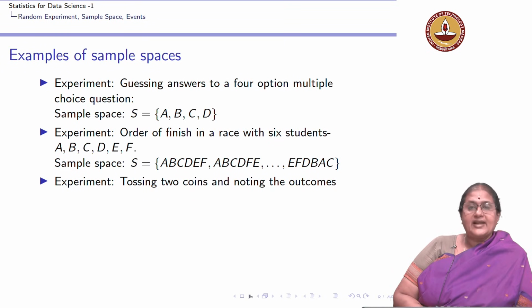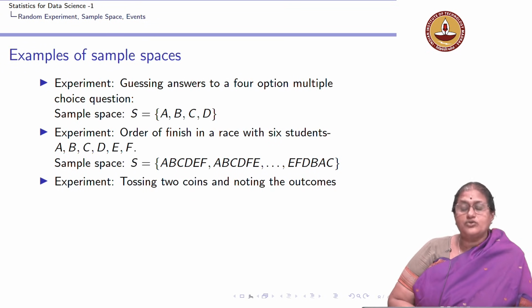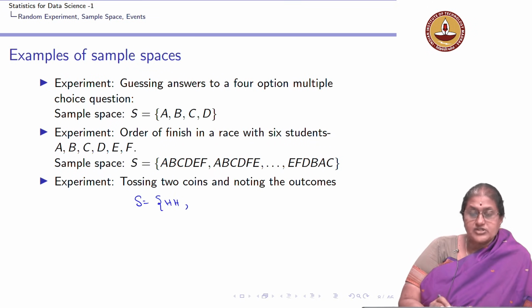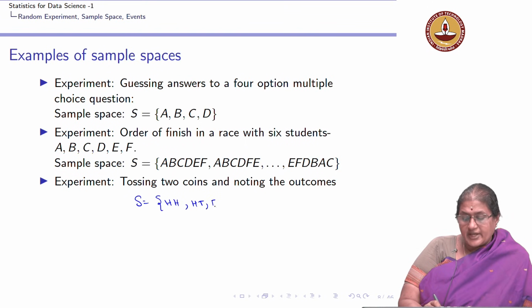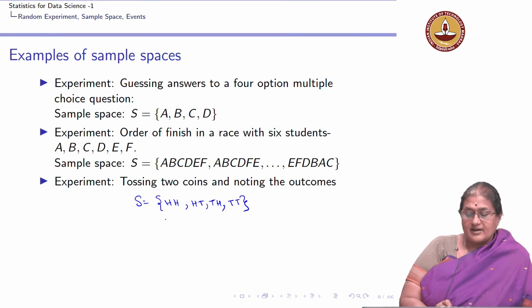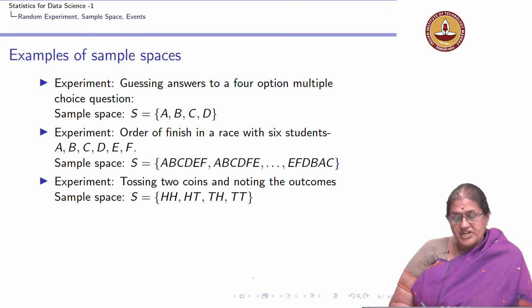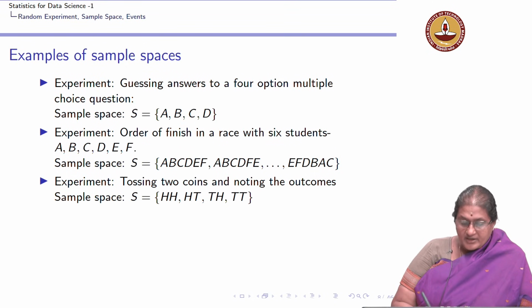Now, let us go on to the next example. I again have two coins. My sample space is, I can either have a head in the first toss and head in the second toss, head in the first coin and tail in the second coin, tail in the first coin and head in the second coin, and tail in the first and tail in the second. So, I can represent the sample space of this experiment as HH, HT, TH and TT.